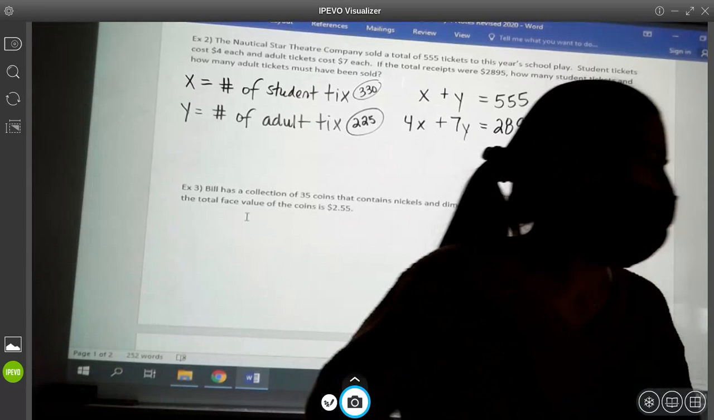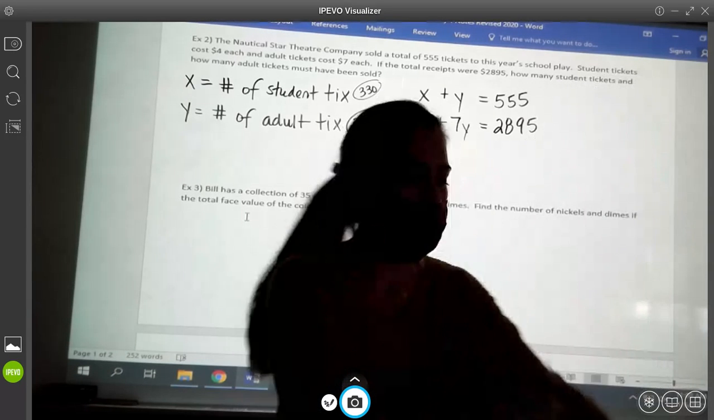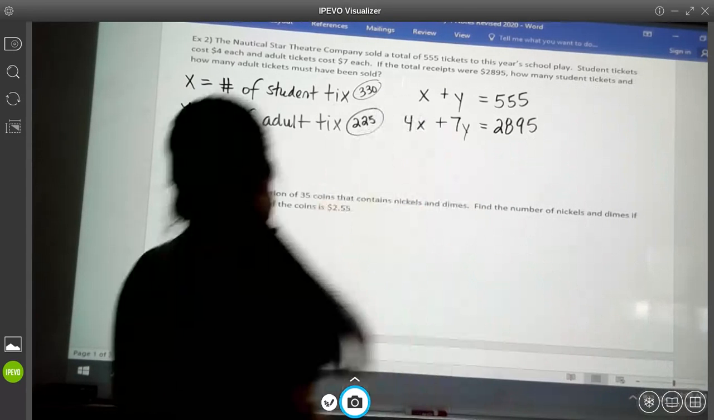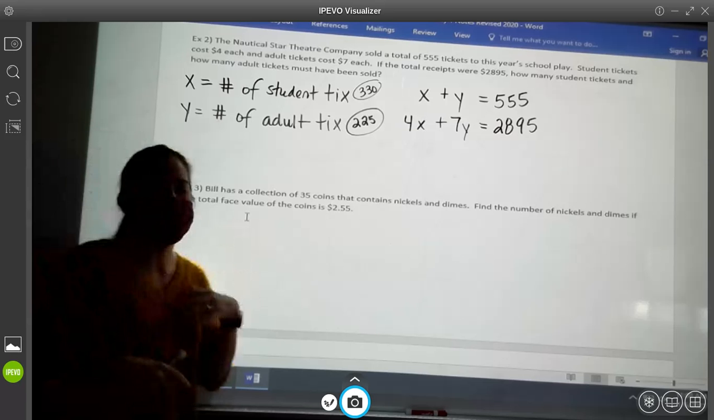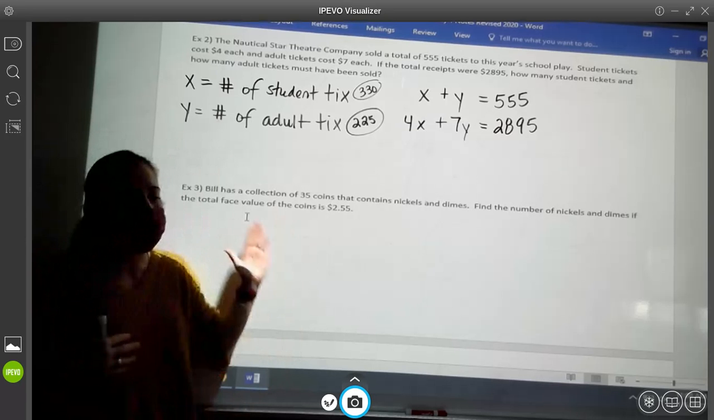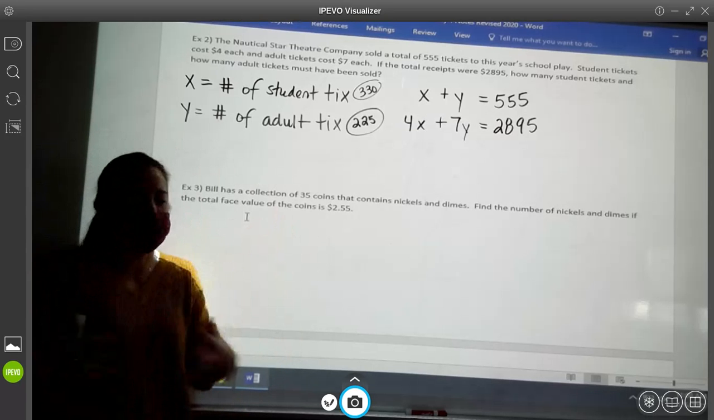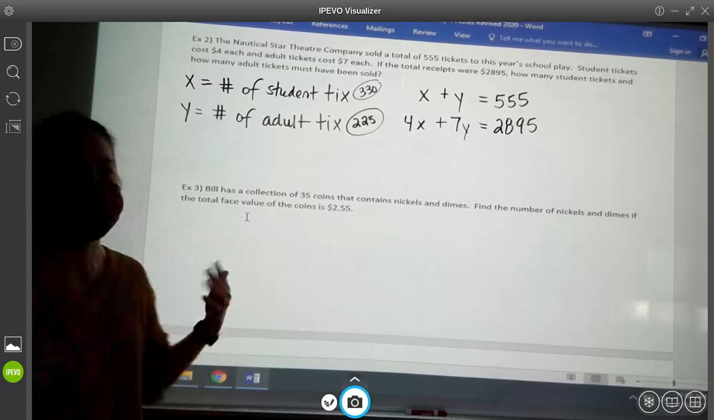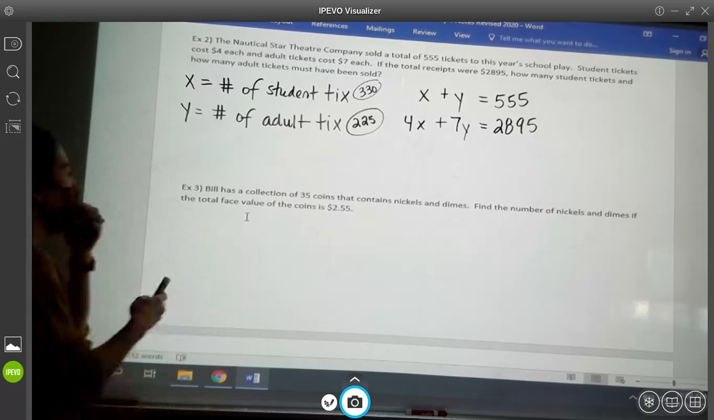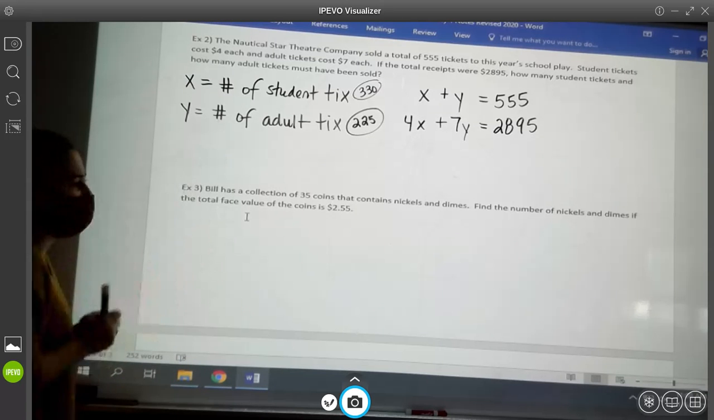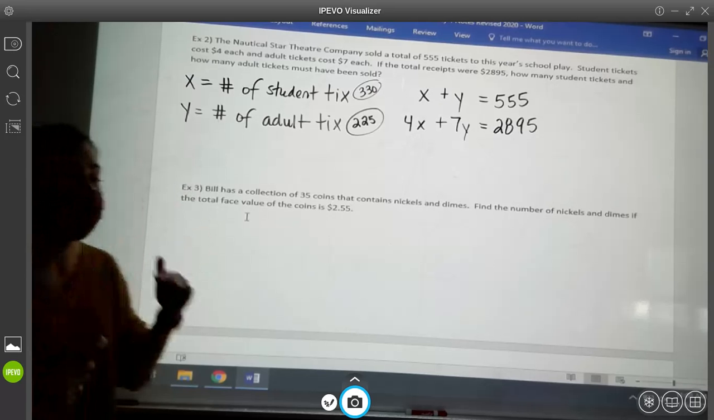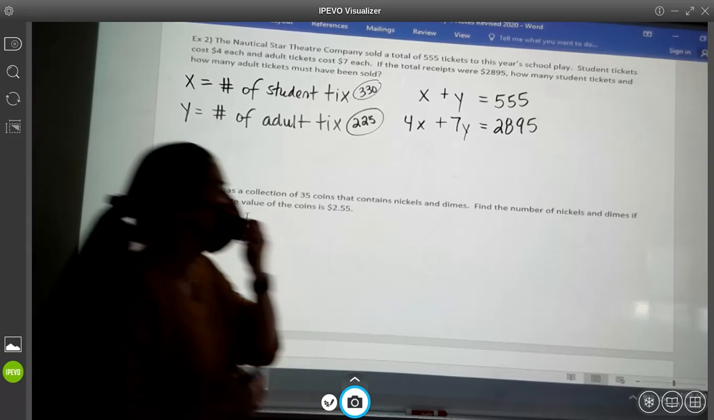So look at number 3. What I started to say is that when you're doing a system word problem, the coin problems are very popular system word problems. So you're almost guaranteed to always get some type of coin problem. All right, here we go. Bill has a collection of 35 coins that contains nickels and dimes. Find the number of nickels and dimes if the total face value of the coins is $2.55.